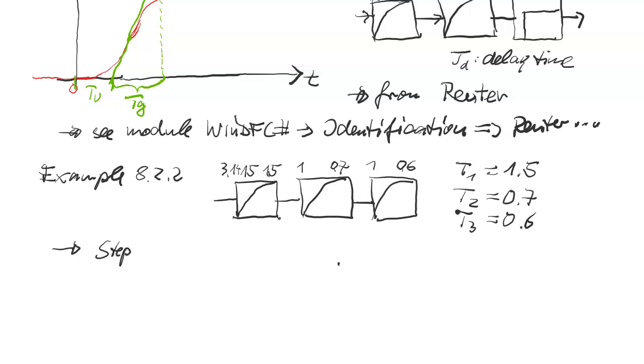We need the step response. We do this with Csii. Then I print this out, draw an inflection tangent, define the TU, TG, and then calculate the TA and TB with my Reuter module in WinDF-C#. Okay, let's start with WinDF-C#.